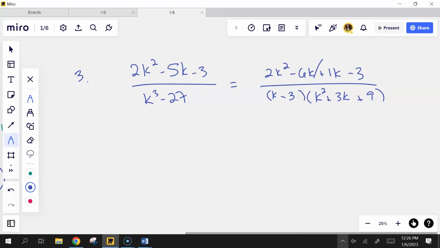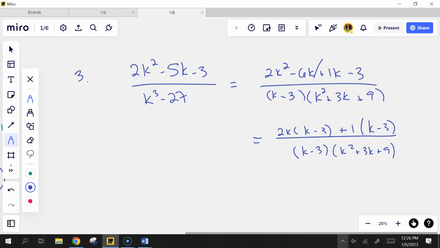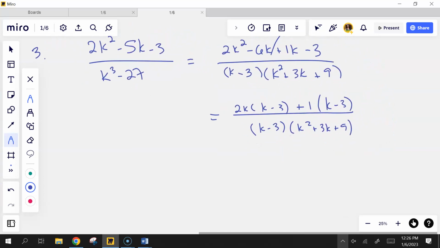All right, slash the top. I end up, take out a 2k. I'm left with k minus 3. Take out uno, k minus 3. I have k minus 3, k squared plus 3k plus 9. That's right. K minus 3, 2k plus 1, k minus 3, k squared plus 3k plus 9.